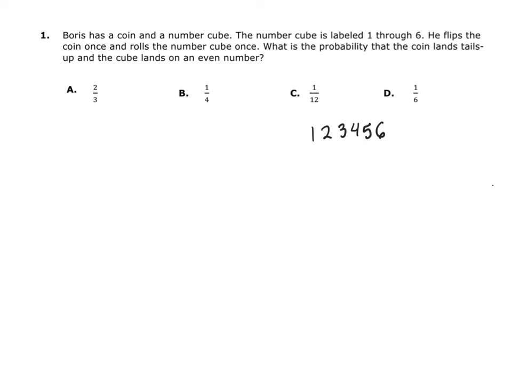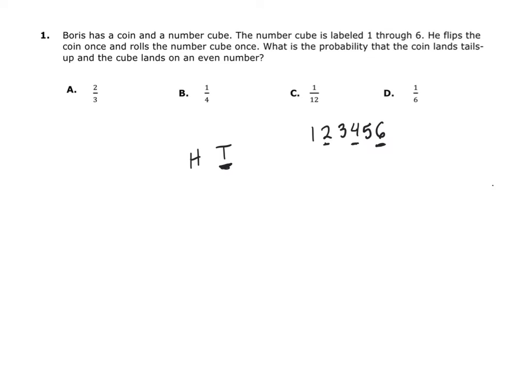So the thing I haven't written down was the coin. On a coin, you have heads and tails. So if he does both of those one time, there are going to be certain outcomes. It's wanting to know what is the probability that the coin lands tails up, and then the cube lands on an even number. So we have 2, 4, and 6.